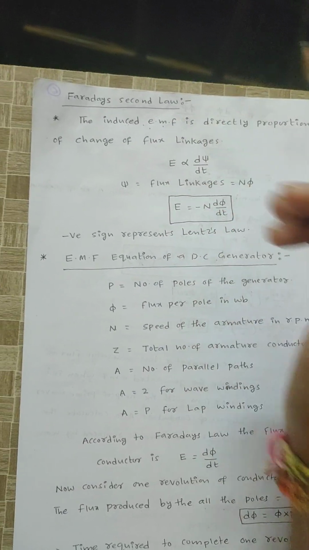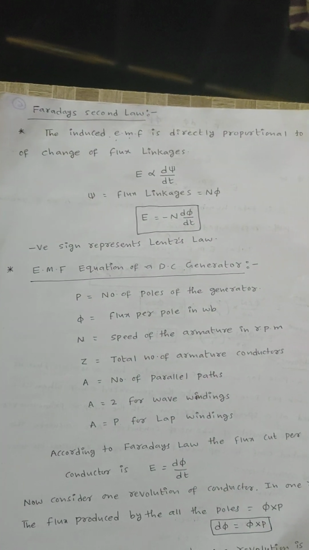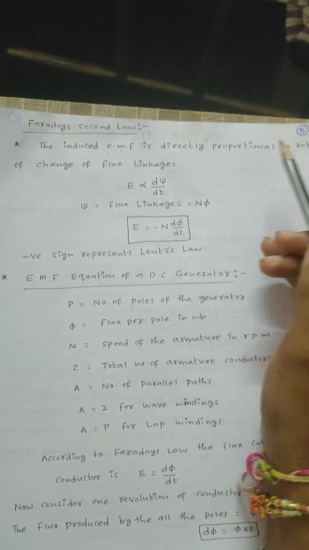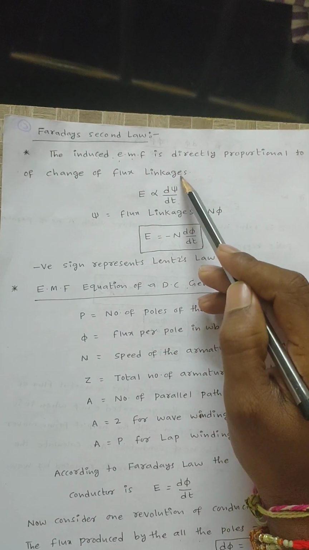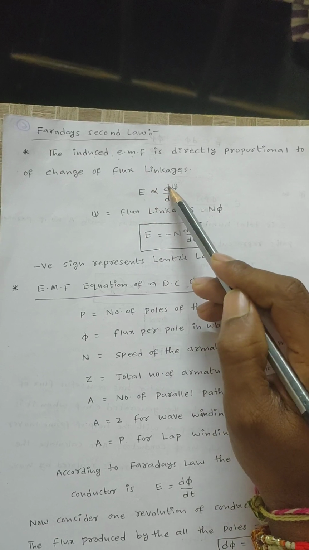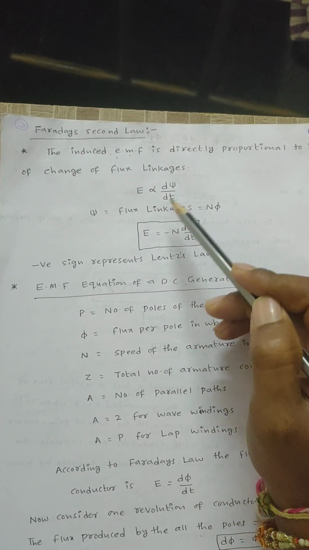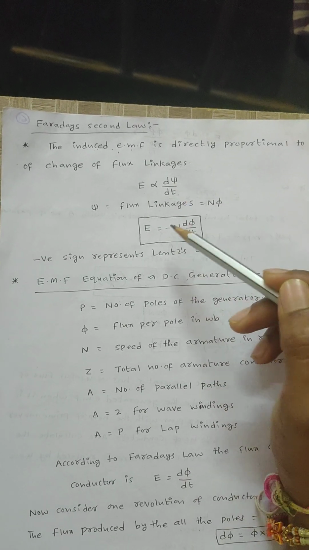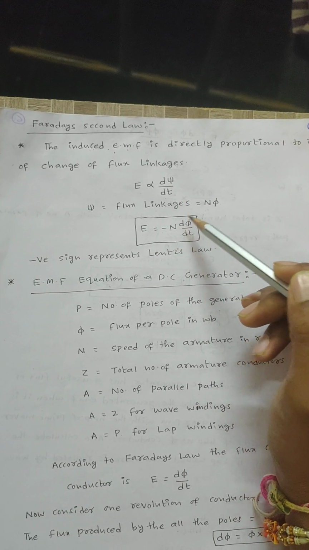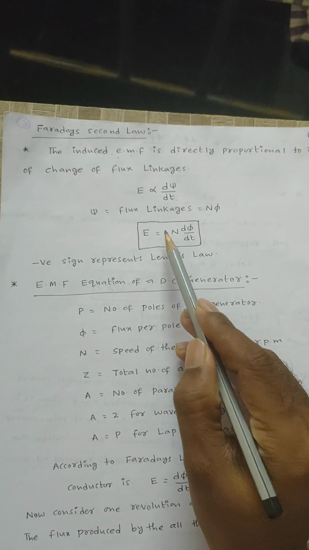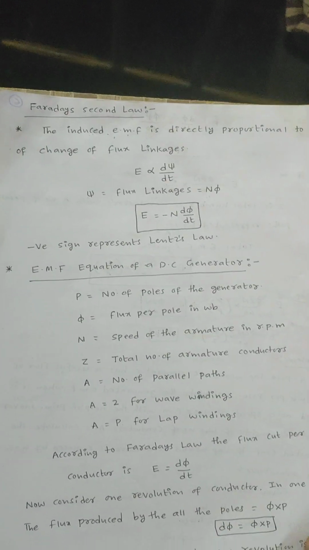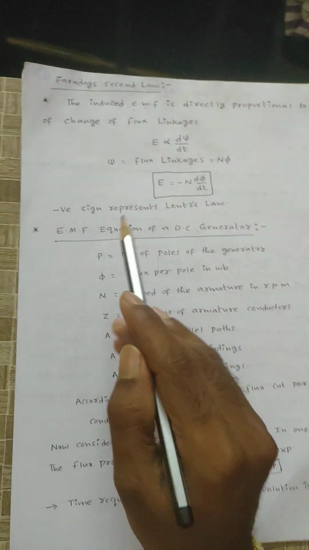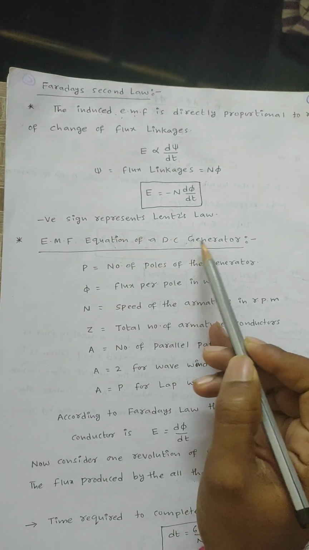Already we know that according to Faraday's law, EMF will be induced in the DC generator. The induced EMF is directly proportional to the rate of change of flux linkage. That is, E is directly proportional to d psi by dt, where psi is flux linkages, that is equal to N into phi. If I substitute here, E is equal to minus N into d phi by dt. Here the negative sign represents Lenz's law. Now we will discuss the EMF equation of a DC generator.